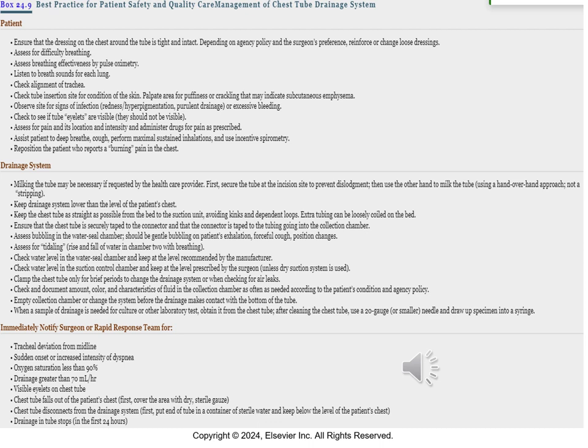You want to check the insertion site, palpate the skin, see if you note any crepitus, areas of puffiness or cracking that may indicate subcutaneous emphysema. Also observe for signs of infection: redness, purulent drainage, or excessive bleeding. You want to assess to see if the tube eyelets are visible. They should not be. These are the eyelets within the tube that allow fluid, air, or blood to drain. If eyelets are visible, that means your chest tube has been dislodged.